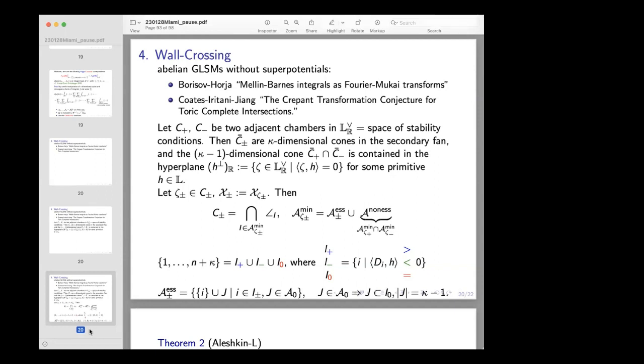Suppose we are in this setup, but in the GLSM setting. There's a lot of notation, but I'll just tell you the idea. Basically, you get two chambers in the stability condition that intersect at some wall. This is in the dual of the real Lie algebra, and the wall is given by being perpendicular to some primitive element in the cocharacter lattice.